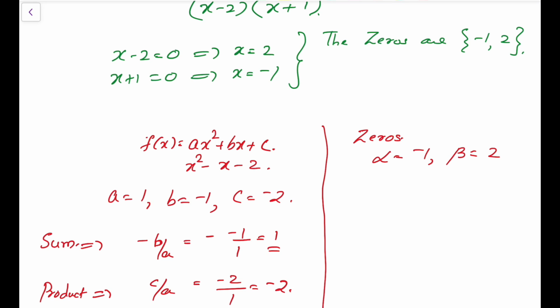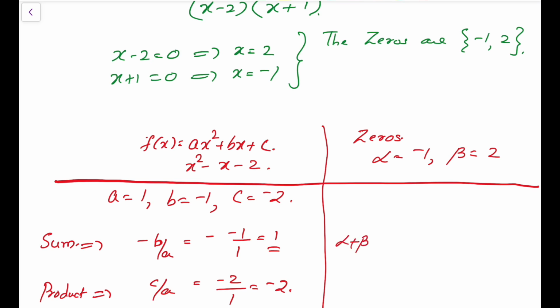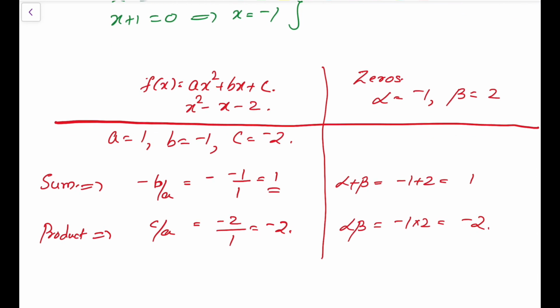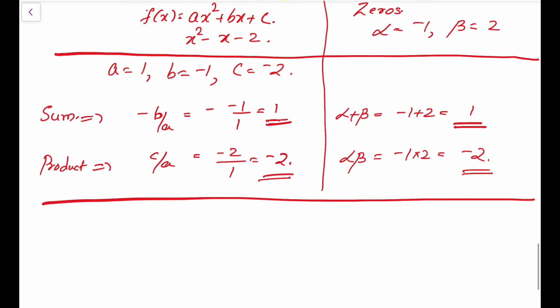Now we will do this with the zeros. So sum is equal to alpha plus beta is equal to minus 1 plus 2, it equal to 1. And alpha beta is equal to minus 1 into 2 equal to minus 2. See, if you see the sum, both here this is 1 and here it's 1, and here it is minus 2 and here minus 2. So hence verified.